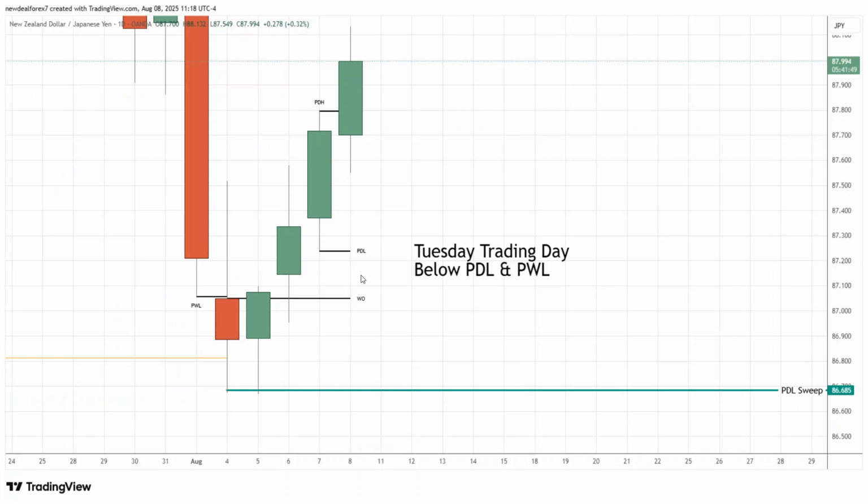Let's see here. This was Tuesday. You have Monday setting the initial range. Tuesday poked a little bit below the prior day low. It didn't give you much time. They just wicked it and then closed above the weekly open. That's when you're off to the races.